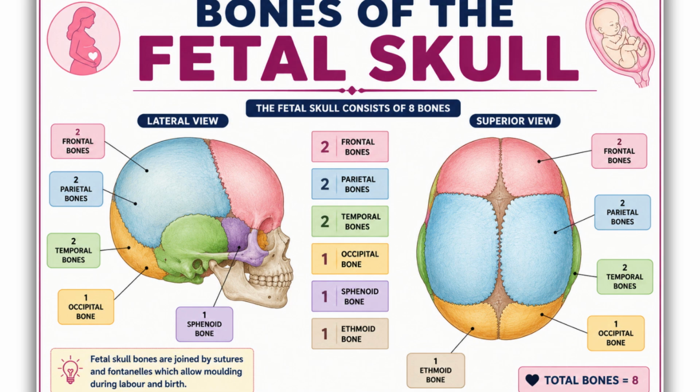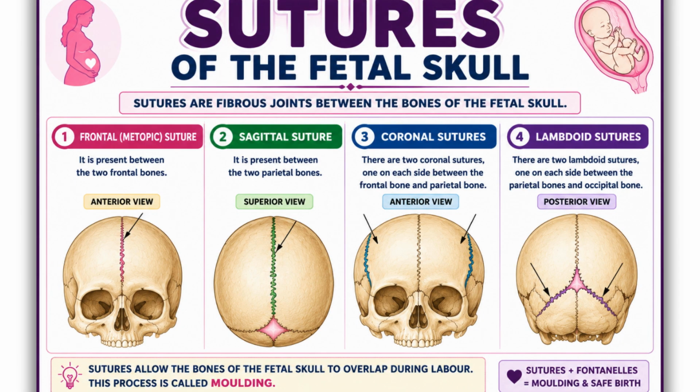Now let's discuss the sutures. Sutures are fibrous joints between the skull bones. There are four important sutures: frontal or metopic suture, sagittal suture, coronal sutures, lambdoid sutures. These sutures allow the skull bones to overlap during labor, a process called molding.